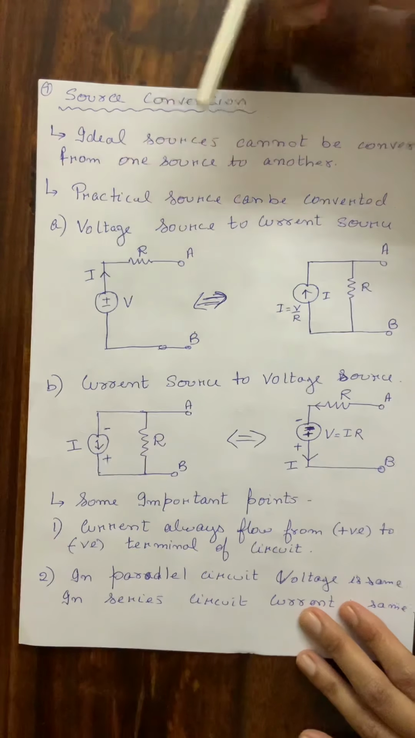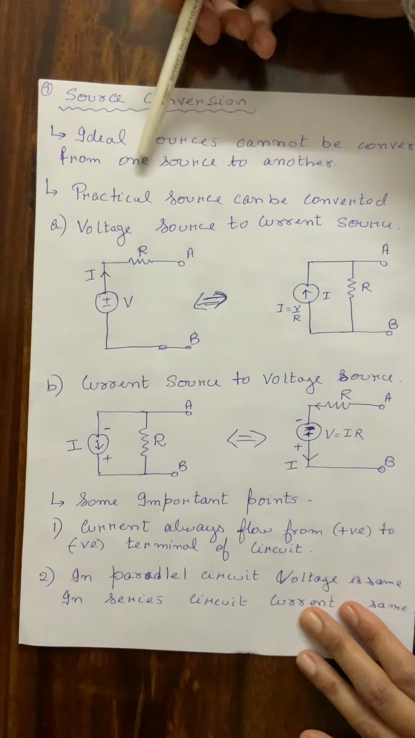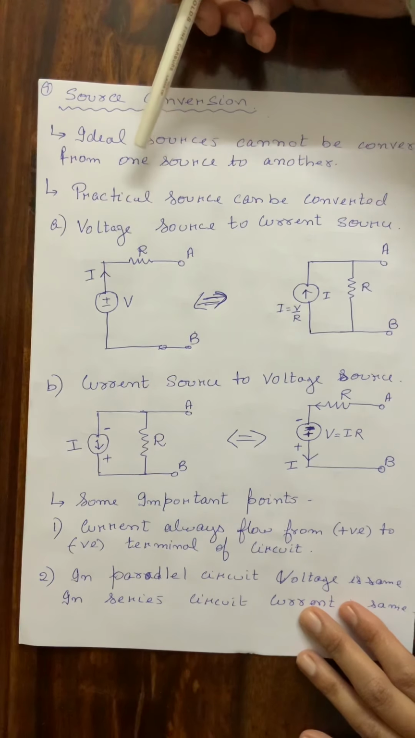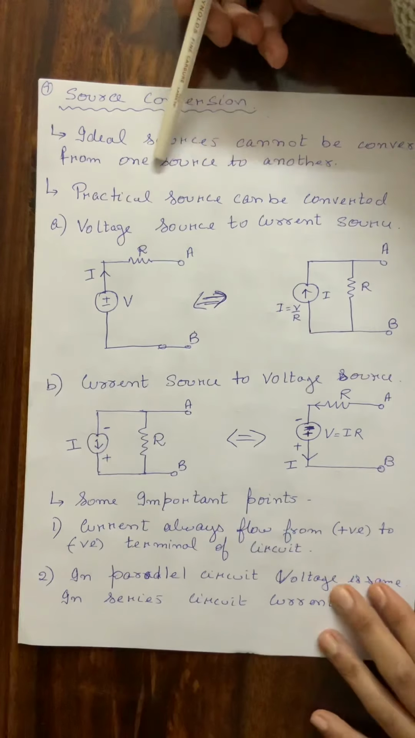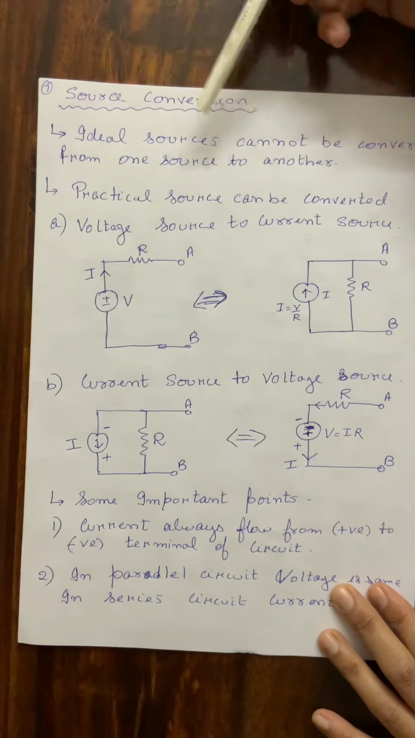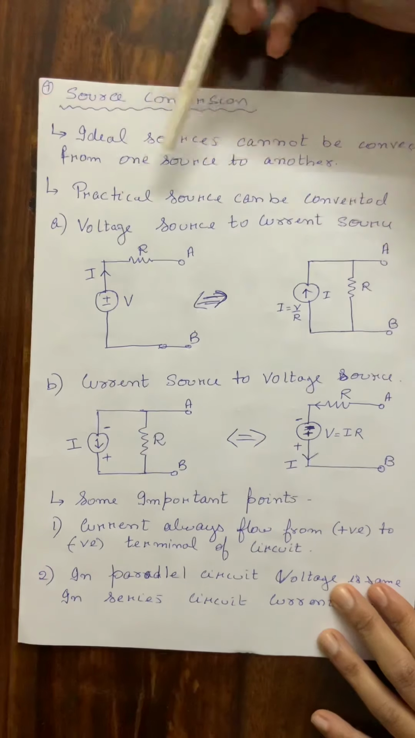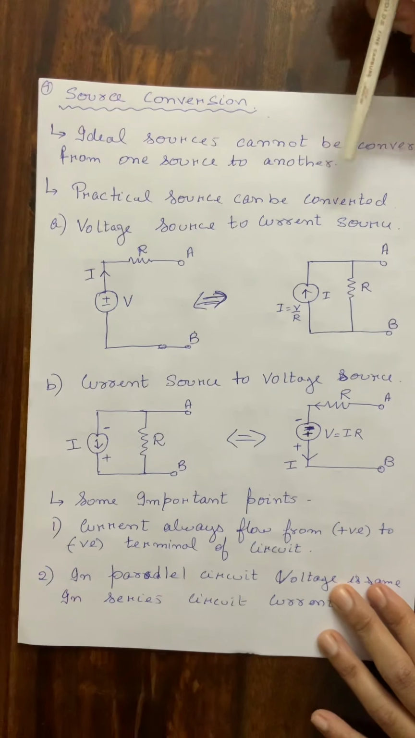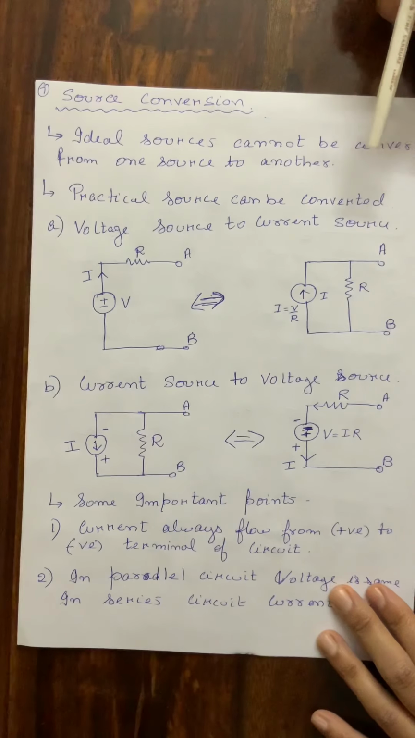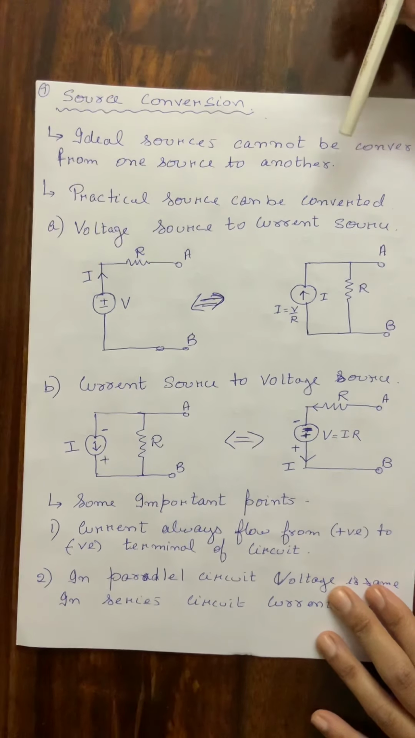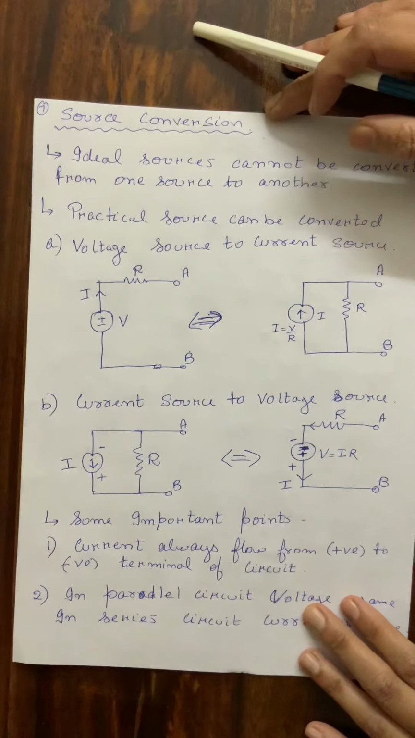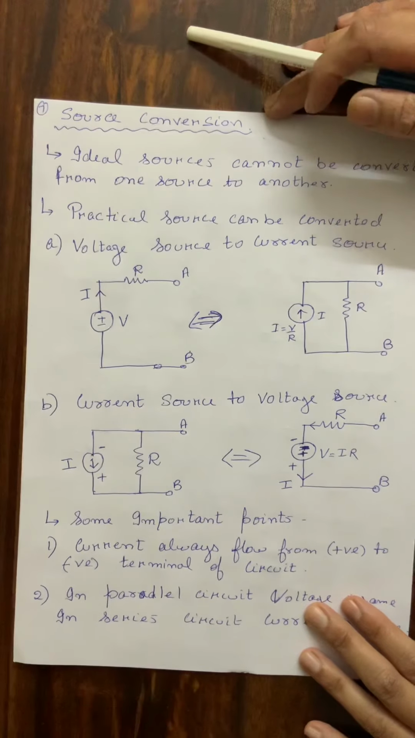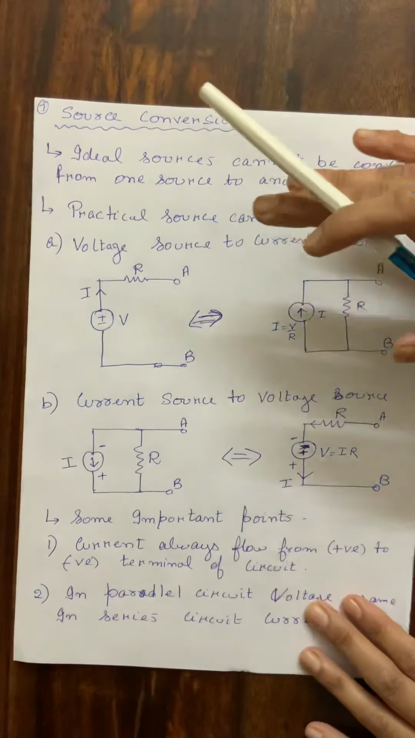In previous part 1, I made you understand what active and passive elements are, what the different types of dependent sources are, and how a practical voltage source and a practical current source can be symbolized. Ideal sources cannot be converted from one source to another. It is important to note that if a question or numerical specifies an ideal source, then we cannot convert it from one source to another. But if it is a practical source, it has some internal resistance and can be easily converted from one source to another.